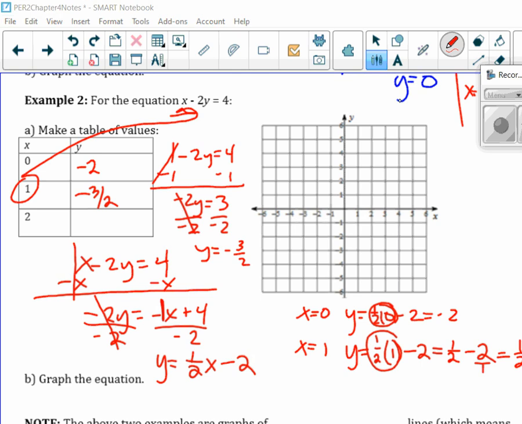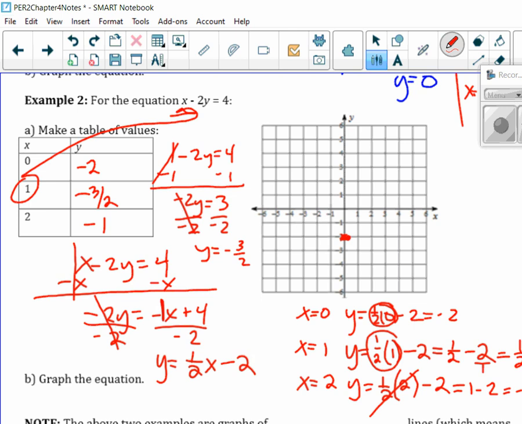Now I'm going to do when x equals 2, y equals 1/2 times 2, subtract 2. And if you forgot how to do multiplication of fractions, this might be a little troublesome as well. But in this case, the 2's nicely cross-cancel, and I'm left with 1 subtract 2, which gives me negative 1. Okay, let's plot these. 0, negative 2.